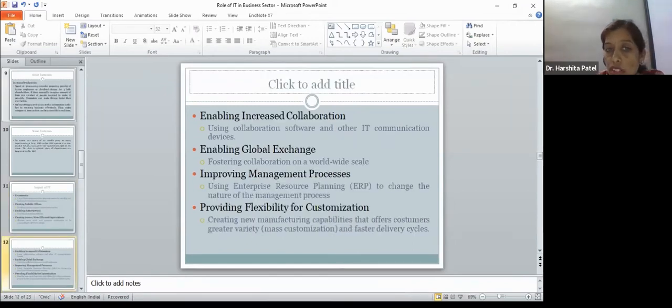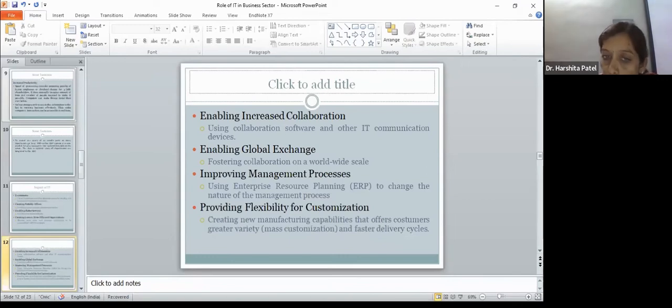Enabling increased collaboration using collaboration software. One way you can see this is in a Zoom meeting, where we are sitting at our own places and talking to each other. Likewise, for business purposes, you can use such software and other IT communication devices. Enabling global exchange, fostering collaboration on a worldwide scale, which gives you a chance to broaden your business worldwide.